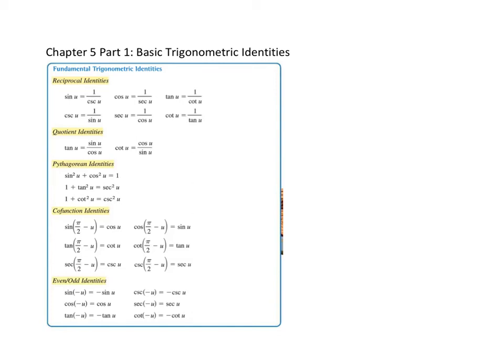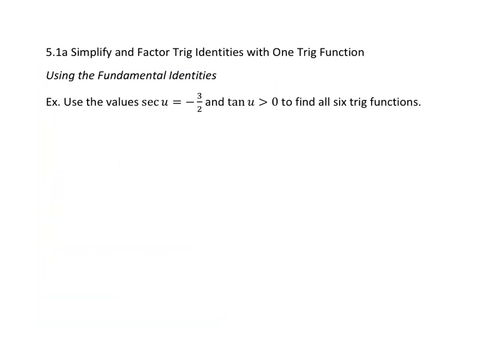Okay, we went over where the identities came from and even did some examples in the room. This is going to recap but also add some more information. Okay, use the value secant of u equals negative 3 halves and tangent u is greater than 0 to find all 6 trig functions. This is all about drawing a triangle.